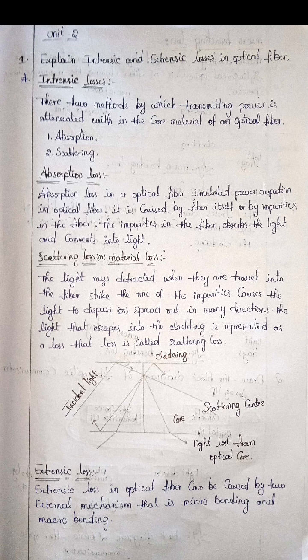Scattering losses, or material losses. The light rays diffract when they travel into the fiber and strike one of the impurities, which causes the light to disperse or spread out in many directions. The light that escapes into the cladding is represented as a loss. That loss is called scattering loss.